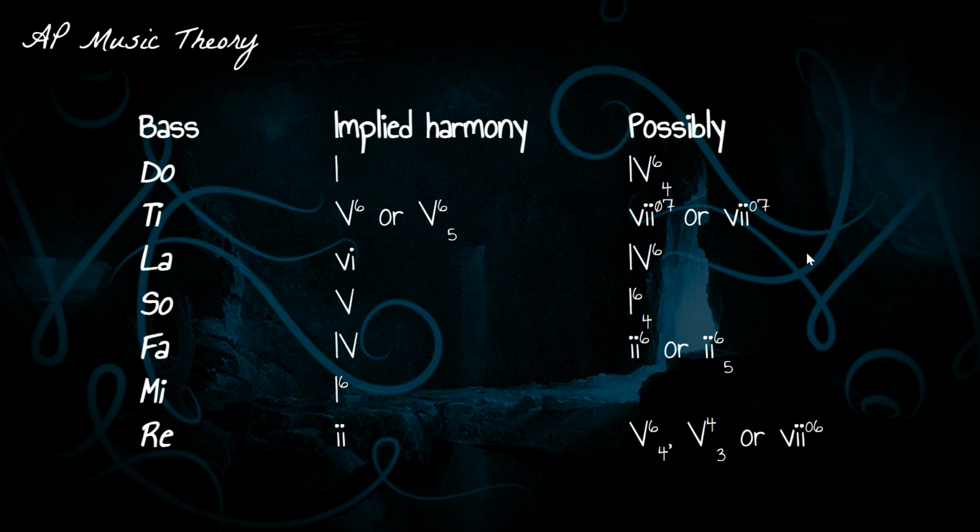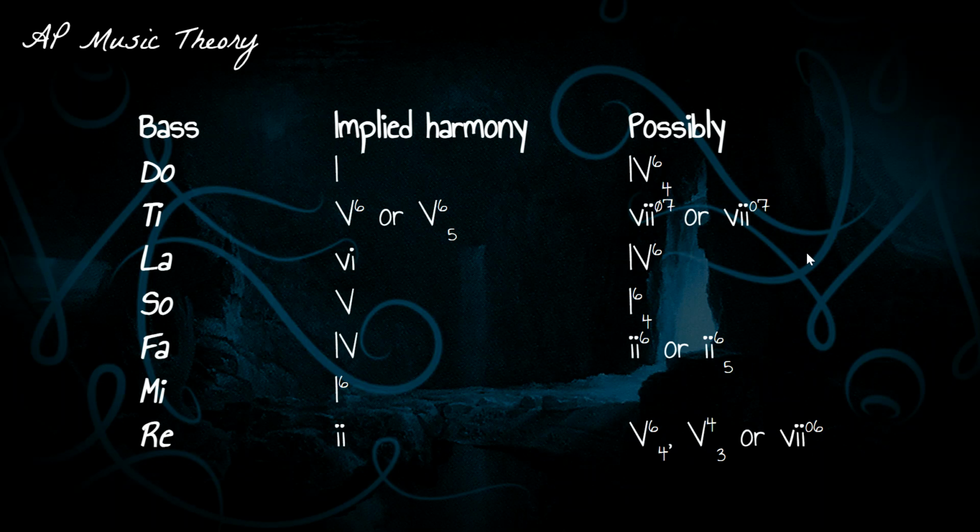If the bass is Sol, then the implied harmony is a dominant, or possibly a tonic in second inversion. If the bass line is Fa, then the implied harmony is the subdominant harmony, or a first inversion supertonic, could be with a possible added 7th.